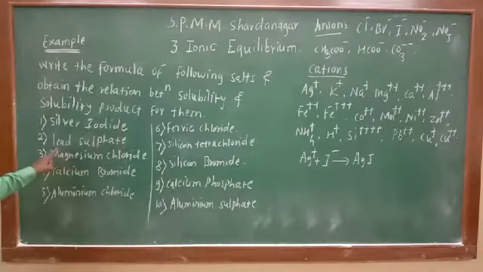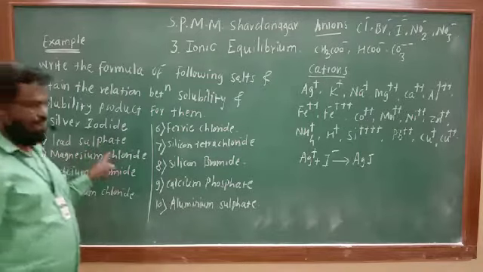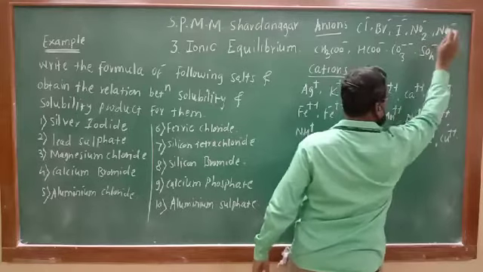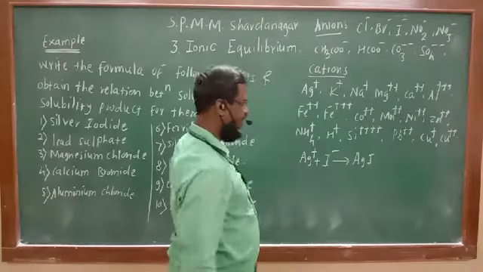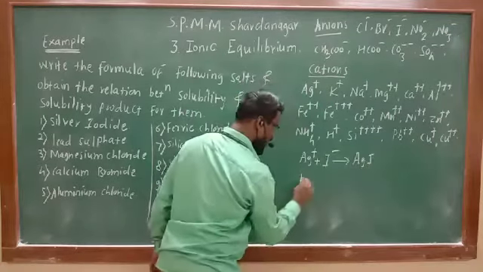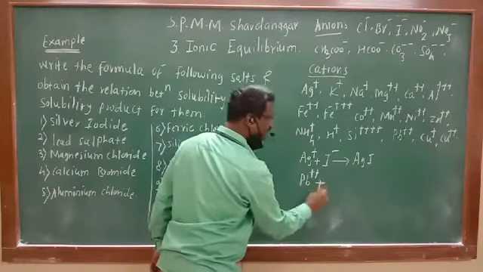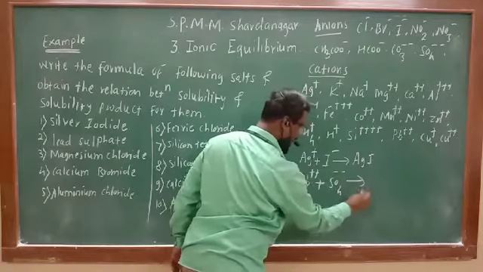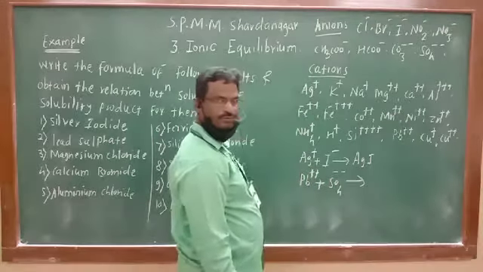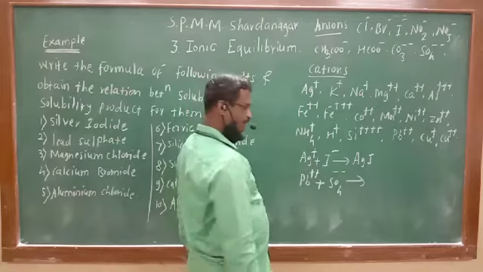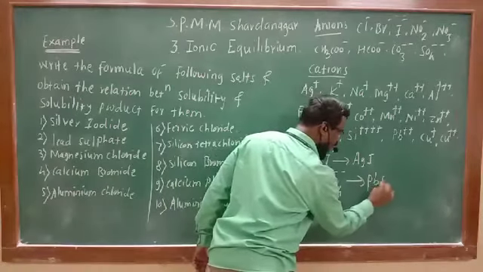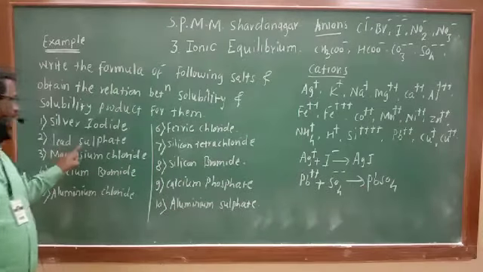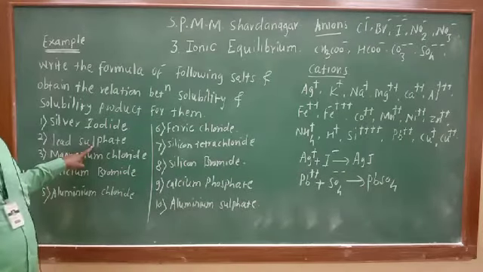Second, lead sulfate. We will write the anion sulfate here. Lead, Pb2+. Sulfate, SO4 2-. Plus 2 and minus 2 neutralize each other, forming the salt PbSO4, that is known as lead sulfate. So lead sulfate has the formula PbSO4.